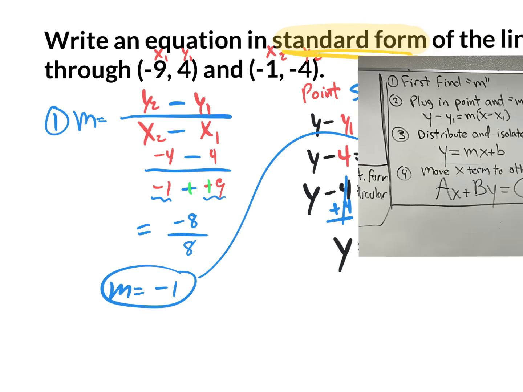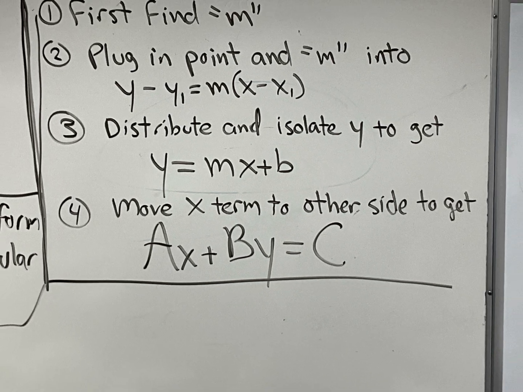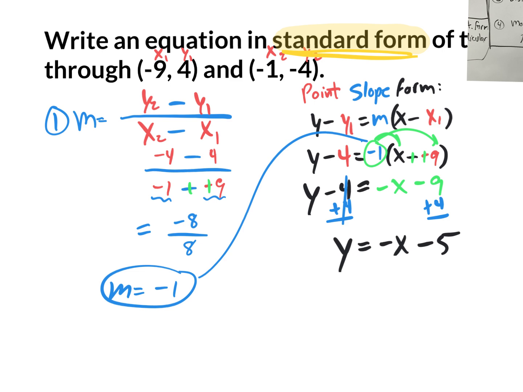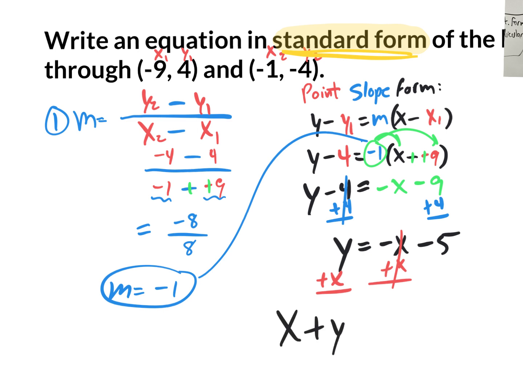So if we look at the last part right here, it says on the board, move the x term to the other side to get it in standard form, okay? So all we got to do is move the x term to the other side by adding x, cancels out, adding x. Now here we have our standard form equation, x plus y equals -5, standard form.